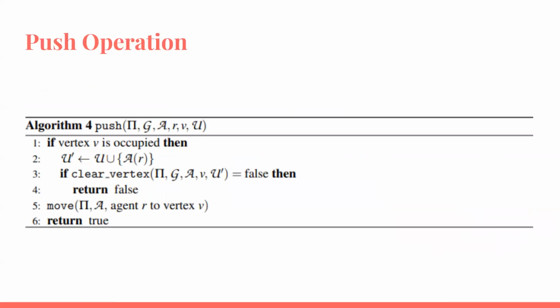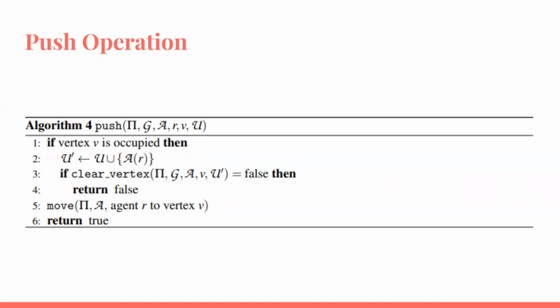Next, we're going to talk about the first kind of method for approaching this, or the first operation involved. It's called a push operation. Essentially it tries to move an agent R residing at location A_R to a new location V. And if V is occupied, then we add the current location of the agent R to a set of locations, U, which agents cannot be moved from.